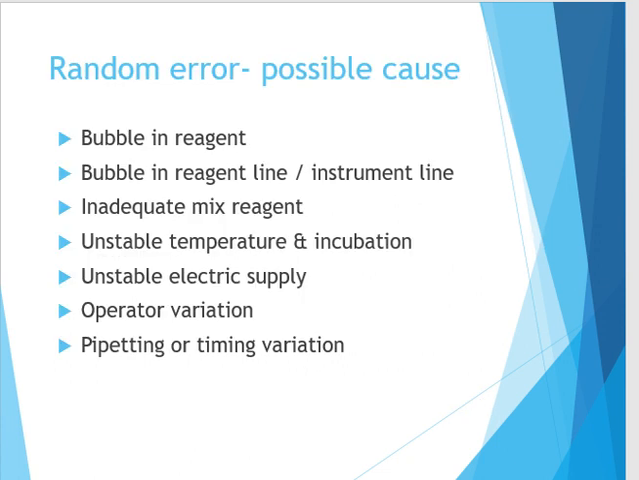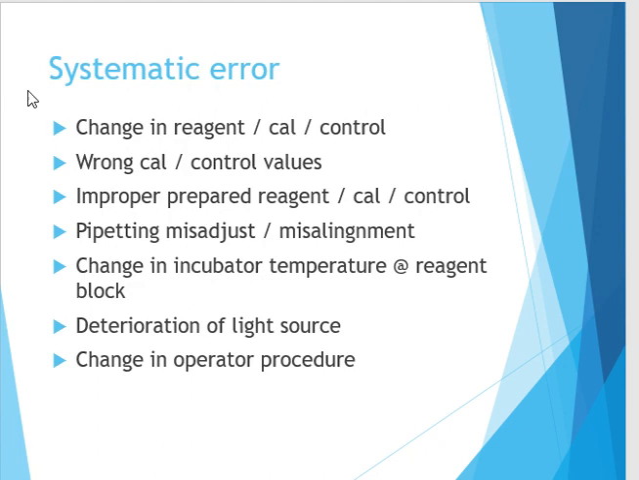Okay, so for random error, what is the possible cause? Maybe it can be caused by bubbles in the reagent, bubbles in the reagent line or instrument line, inadequate mixing of reagent, unstable temperature, and many more. I hope that you can read by yourself. For systematic error, I usually get this kind of error because of a change in reagent, a change in calibrator, which caused a change in value, or a change in control that caused a change of value, and I was not informed. Usually we should set back the calibrator and control value if there are large changes, wrong calibrator or control value set in the analyzer, improperly prepared reagent, calibrator, control, and many more. I hope that you can read by yourself the possible causes of systematic error.